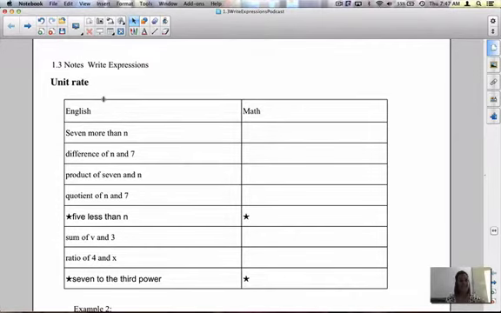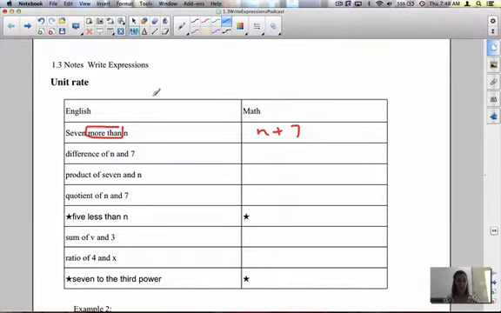All right, so in English, 7 more than n. We want to highlight or underline some key terms. So the key term here is more than. So I'm going to use my colors, more than. And more than means addition. So 7 more than n would be represented by n plus 7.